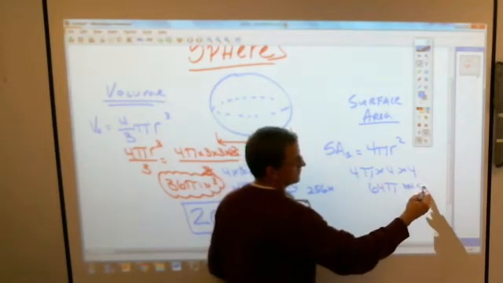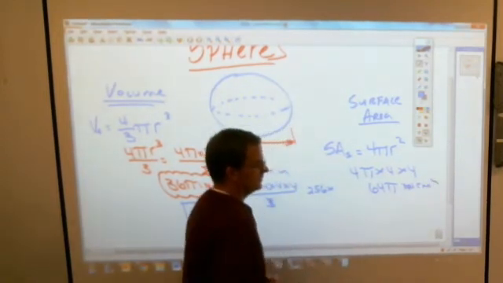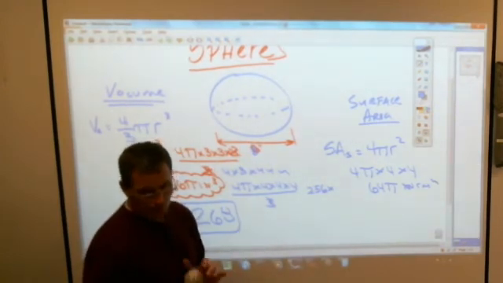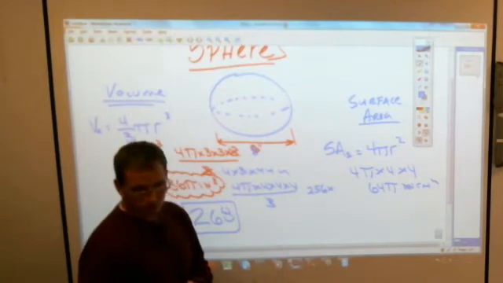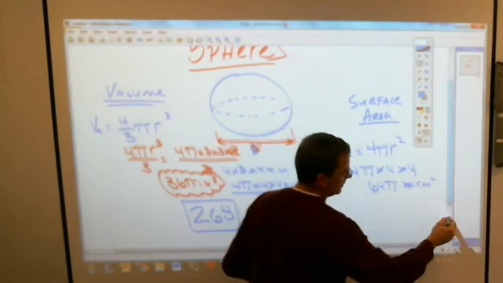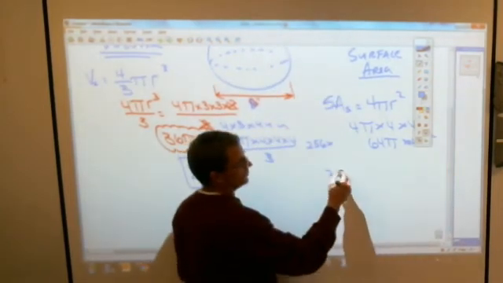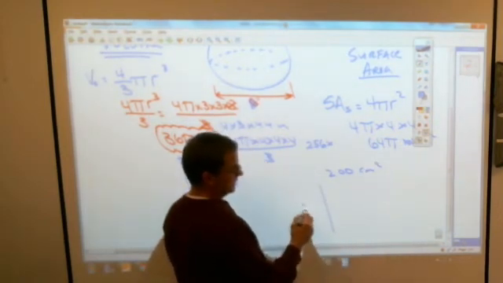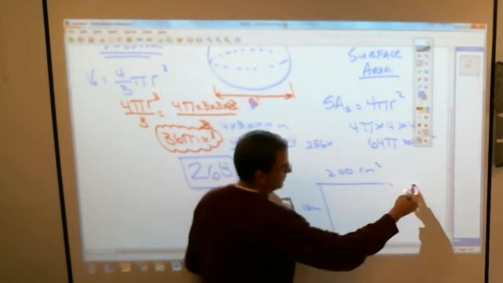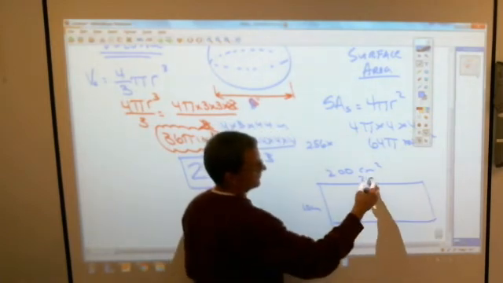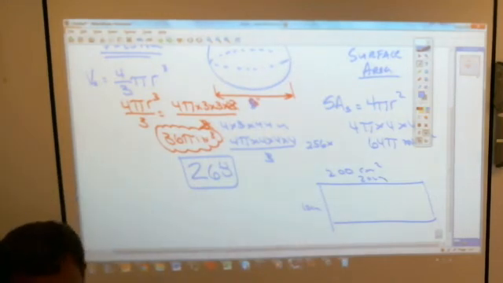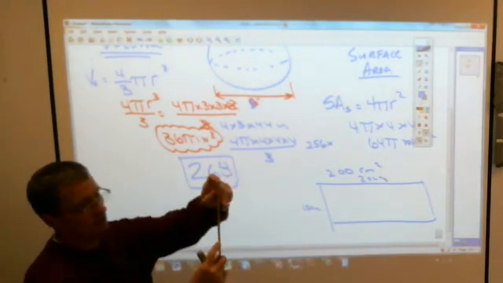64 pi inches or centimeters squared, which is close to 200 centimeters squared, correct? How big of a piece of paper is a 200 square centimeter piece? If you're doing 200 centimeters squared, you could have a piece of wrapping paper that is 10 centimeters by 20 centimeters. That would give you 200 centimeters. It would only have to be this tall.